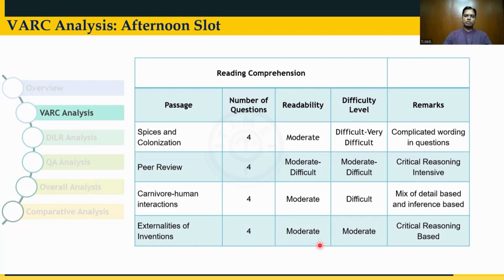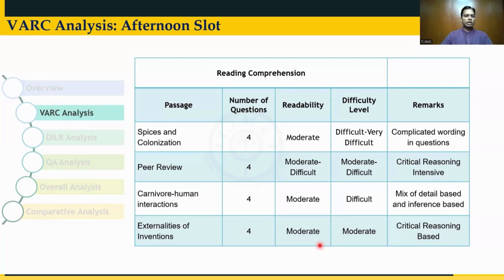And here one passage was on the importance of spices and how the desire or the demand for spices changed the history and a lot of issues in the medieval world, especially. So the topic was quite difficult to read because the nature of the text was a little inference-based, and it was not very easy. And the readability was moderate to difficult. But the wordings in the questions, particularly in this passage, there were 4 questions, they were quite complicated. And this is what made this passage quite challenging to attempt, actually.